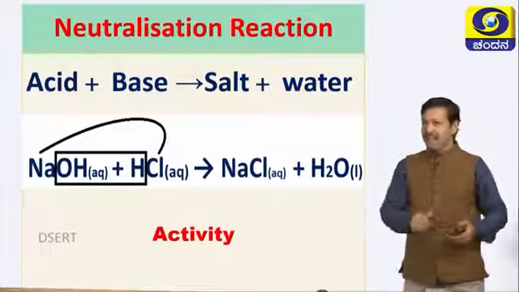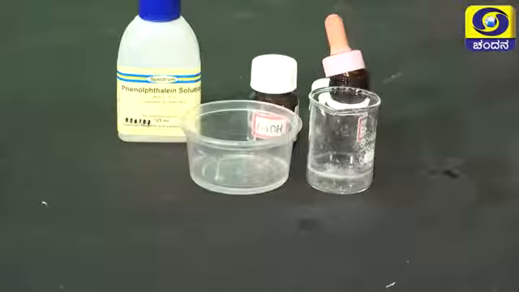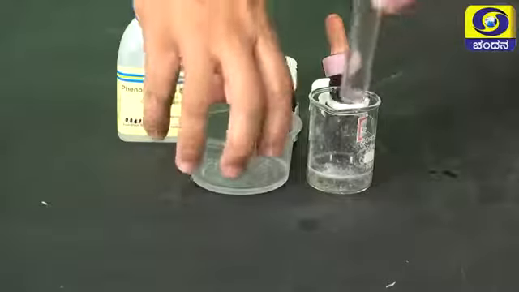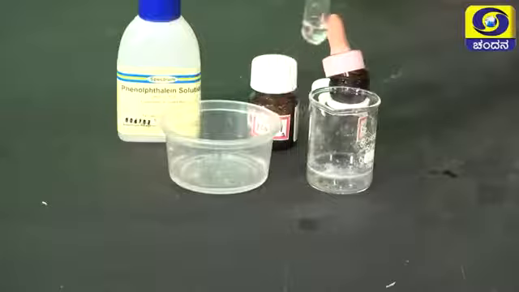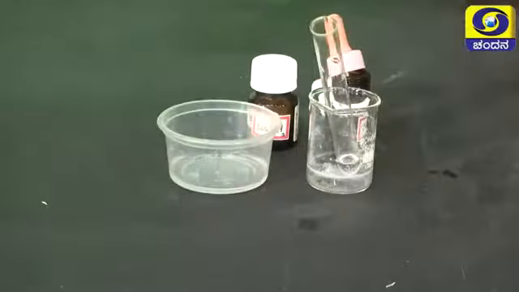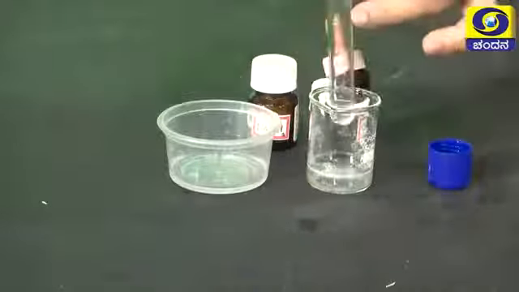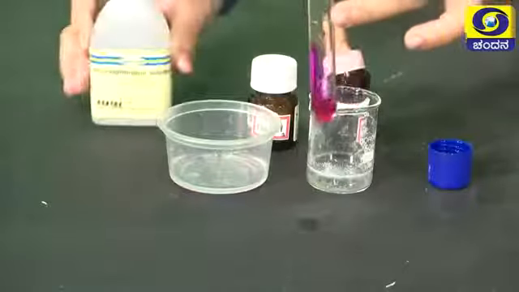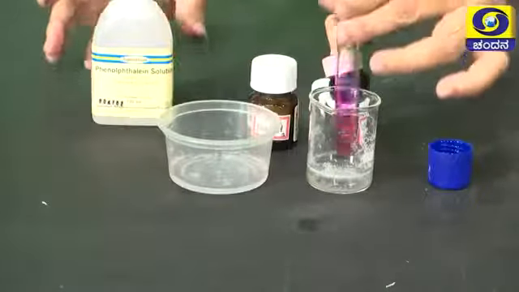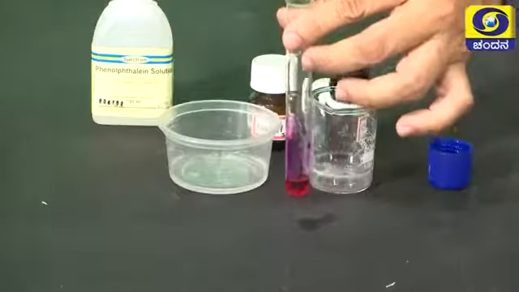Let us understand this one also with an activity. Dear students, let us try to understand neutralization reaction. I will add a few drops of sodium hydroxide. Now let me add phenolphthalein indicator. Already you know phenolphthalein turns this one pink. Now let me add a few drops of vinegar. Observe what happens.